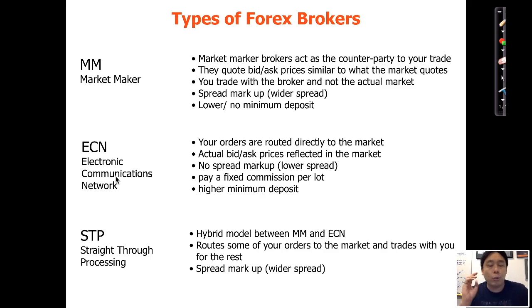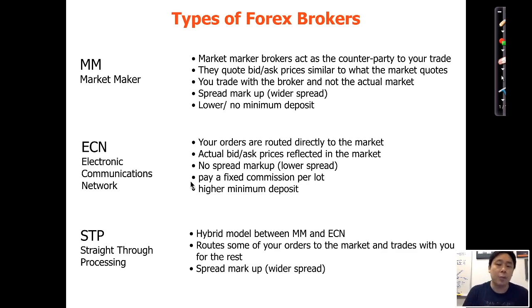So the next type of brokers you have will be ECN brokers, or electronic communications network brokers. What happens with these brokers is when you place an order, your order is routed directly to the market itself. In other words, you're not trading with the broker, you're trading with the market. The bid and ask prices that you see are reflective of the actual market. They are not quoted by the broker. And ECN brokers do not mark up the spread. As a result, the spread is a lot lower, like a 0.5 pip spread or 1 pip spread.